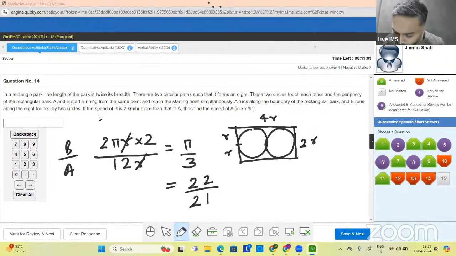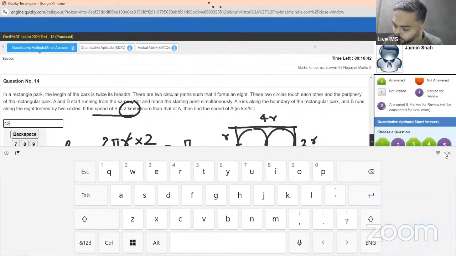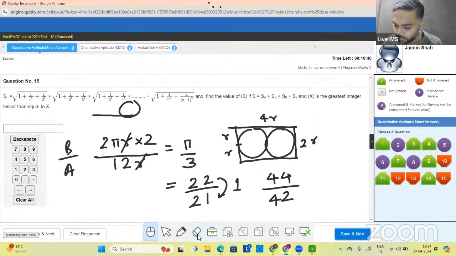So now it's done because it said that speed of B is 2 km per hour more than A. So यहाँ पे the difference is only 1. If I want to make it 2, this should be 44 and this should be 42. Then find the speed of A. So speed of A is 42. ठीक है.